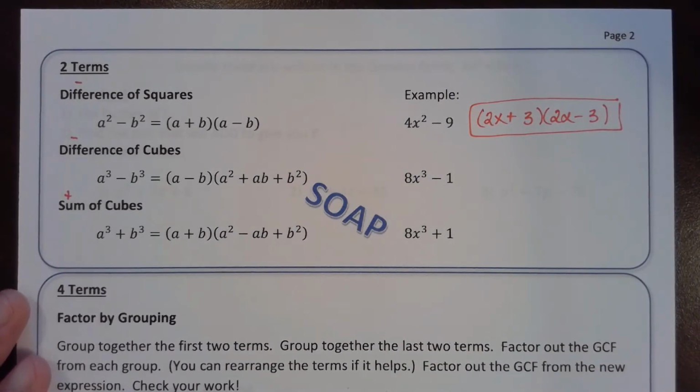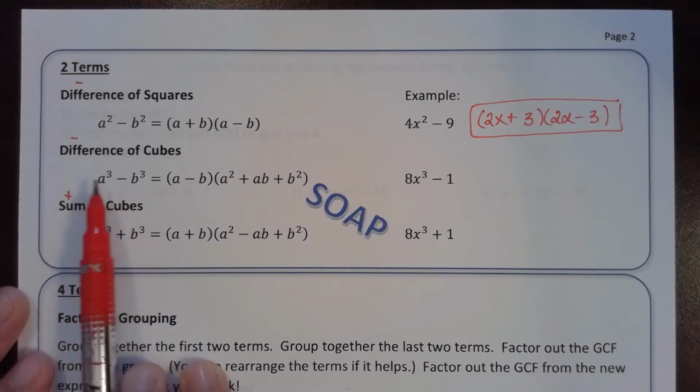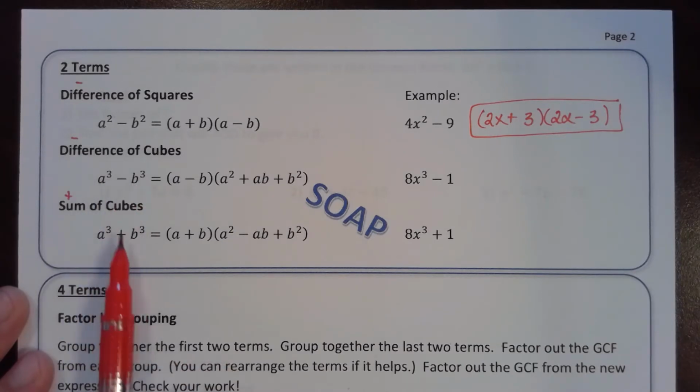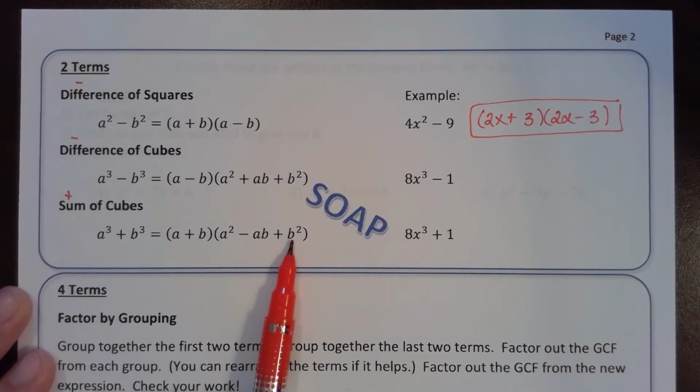The next one is a difference of cubes. Difference of cubes means we have a subtraction and 2 perfect cubes. Sum of cubes means we have addition with 2 perfect cubes. This is our formula for each of those. However, I think I'm just going to work a problem so you can see what it looks like.